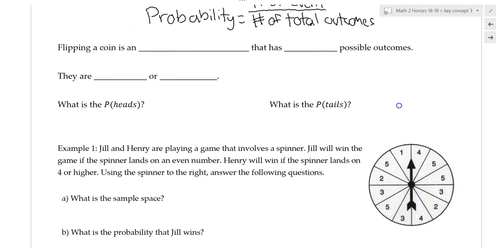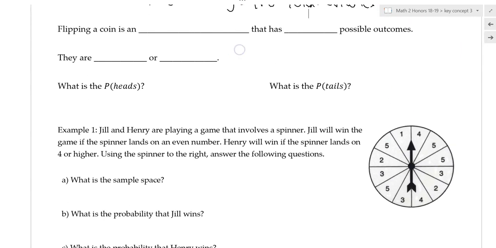Alright, so for example, flipping a coin is an experiment. The action of flipping the coin is the experiment. And it has 2 possible outcomes, heads or tails. What is the probability of heads? Well, I have 1 head out of my 2 possible outcomes. Same thing for tails: 1 out of 2 possible outcomes.